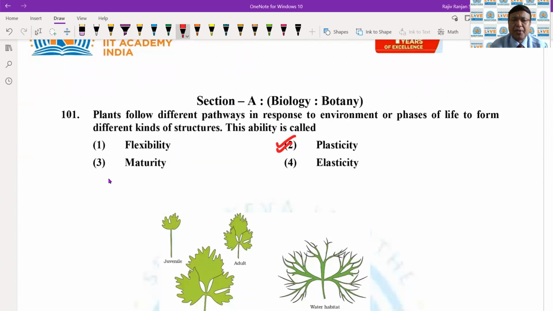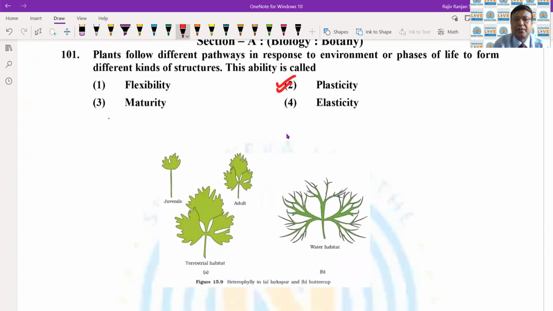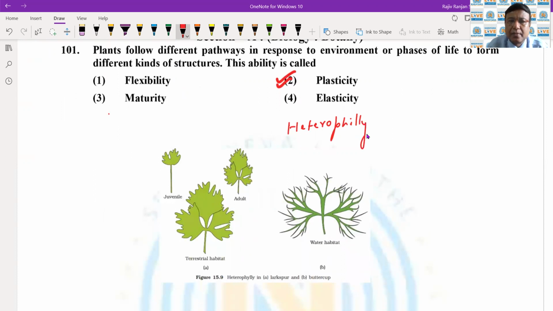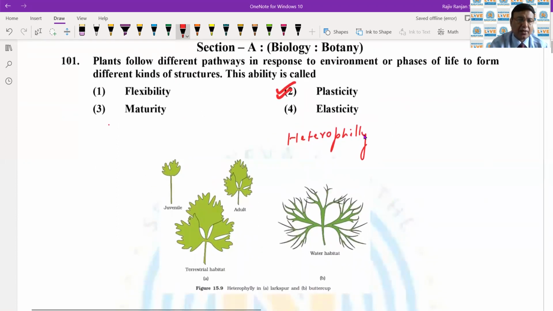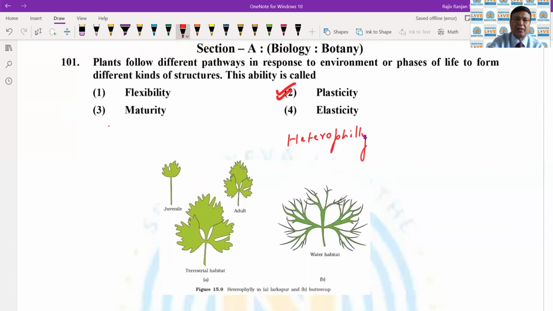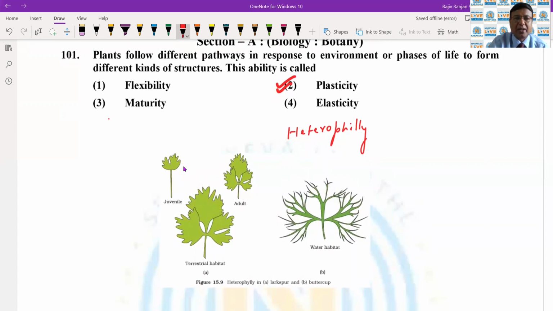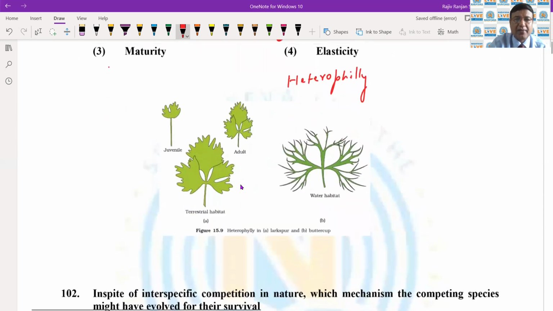A very good example of plasticity is heterophylly. Heterophylly is the presence of different kinds of leaves, more than one type of leaf, in the same plant. It is found in many plants like cotton, larkspur, coriander, etc. In the juvenile phase, the leaves are small in order to withstand the brunt of wind, the force of wind. But as the plants grow and become a little stronger, their leaves come to the full form and increase their surface area, as we can see in the following figure.